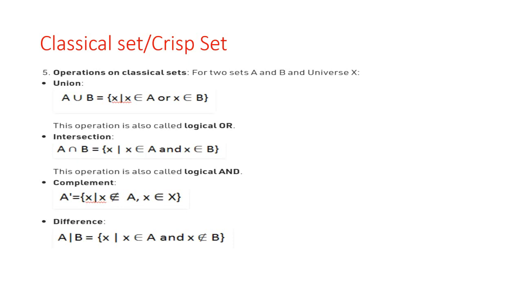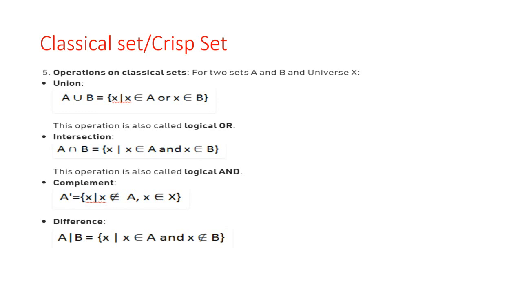Okay. Next is the operations on classical sets. There are multiple operations performed on classical sets if you consider two sets, set A and set B, and the universe is X. The first is union, A union B: x belongs to A or x belongs to B, for all x. This operation is called a logical OR.